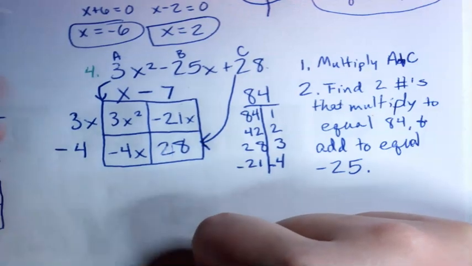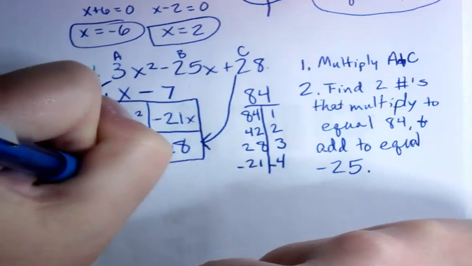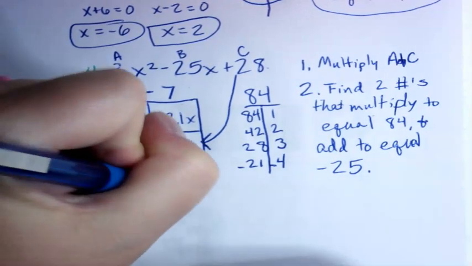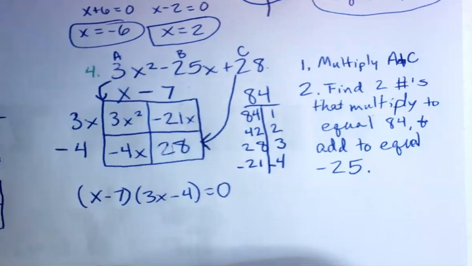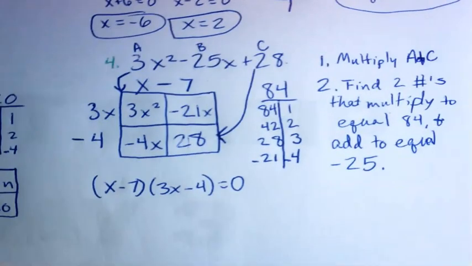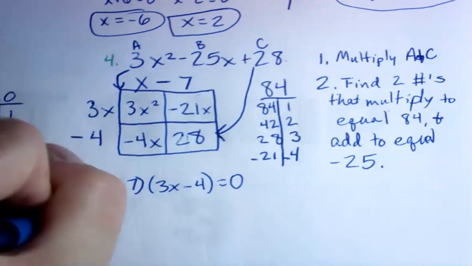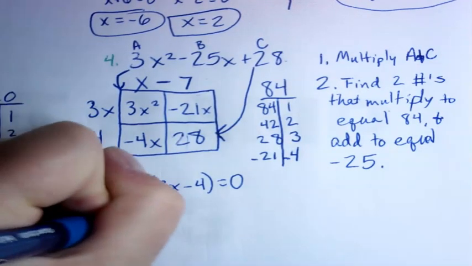Okay, we've gone through all of our steps. X minus 7. We're going to pull this down here. 3x minus 4. We're going to pull this down here, and it's going to equal 0. And then our very last step is just to set each of these things in parentheses equal to 0.